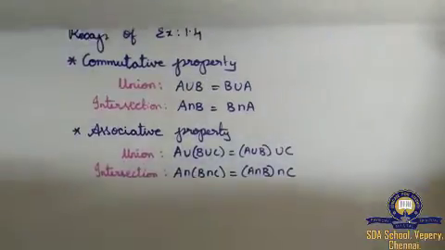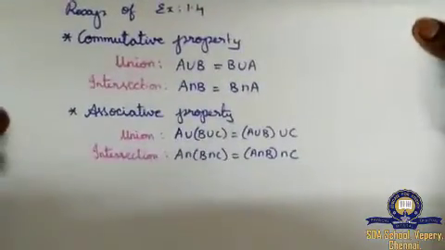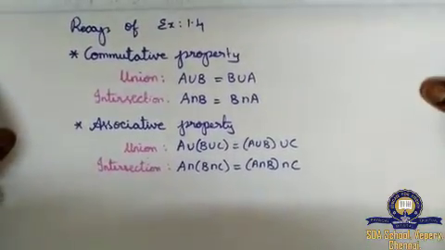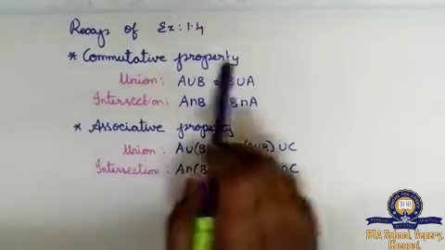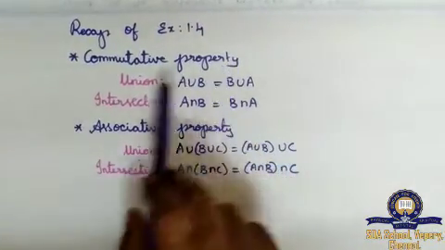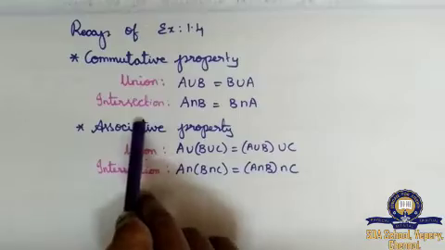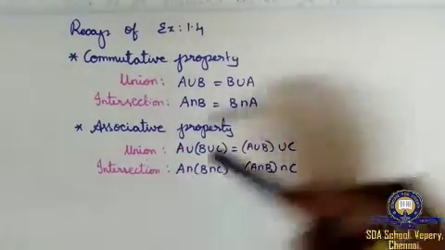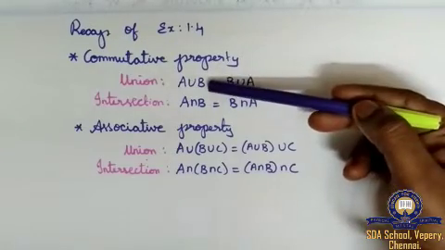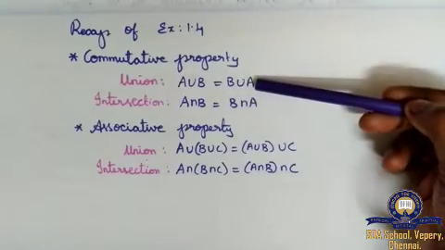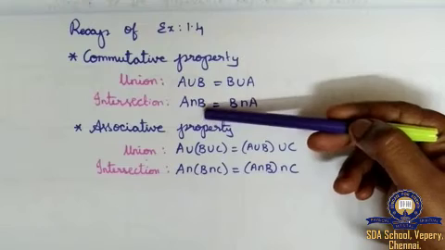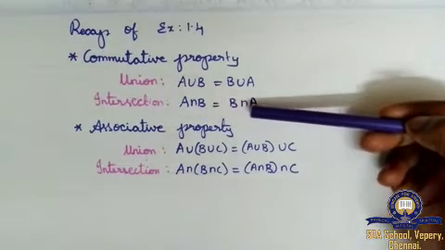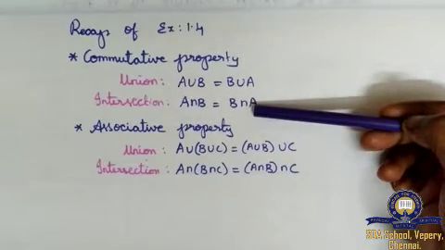In exercise 1.4 we saw two properties. One is the commutative property. In that commutative property you have union and intersection. You need to memorize these properties to do the sums. In union we have A union B is equal to B union A. In intersection we have A intersection B is equal to B intersection A.